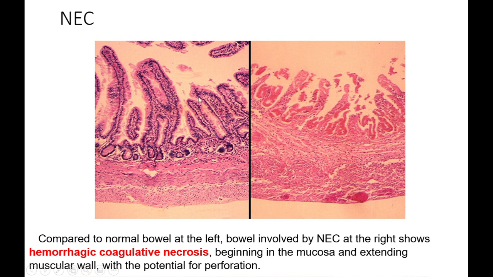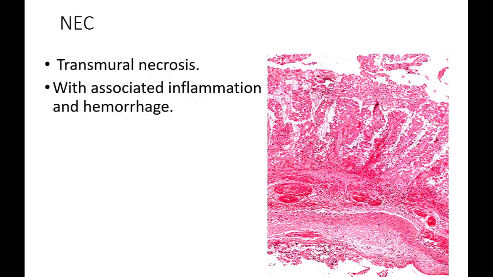In necrotizing enterocolitis, here is the normal mucosal lining on the left side. On the right, there is necrotic mucosa, submucosa, and muscular layer. So there is transmural hemorrhagic necrosis, started from the mucosa, reaching the muscular layer with potential of perforation. Again, you identify transmural, meaning whole thickness necrosis involving all four layers: mucosal, submucosal, muscular, and serosal surfaces. They are necrotized and hemorrhagic, with risk of inflammation, hemorrhage, and perforation.